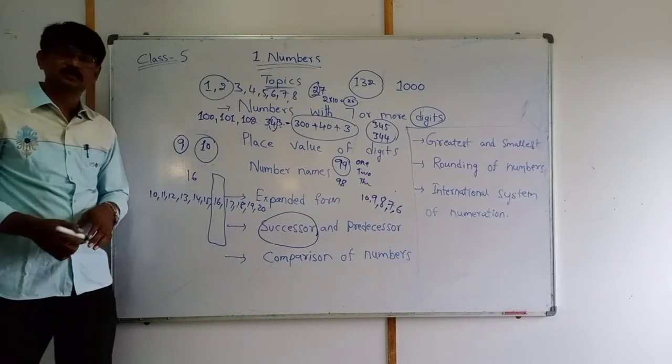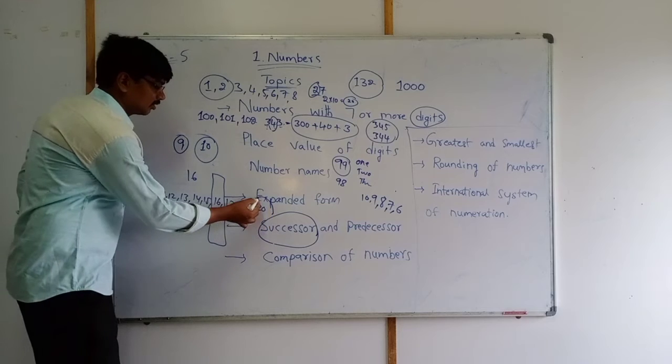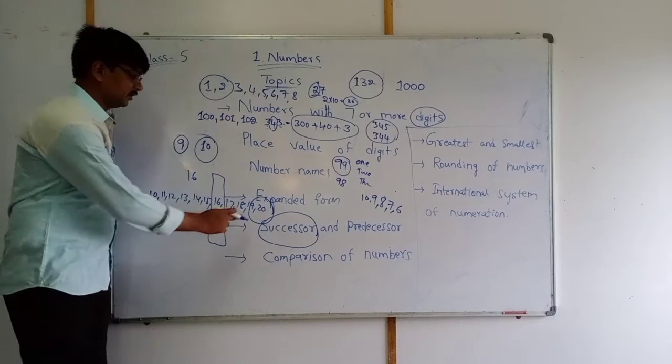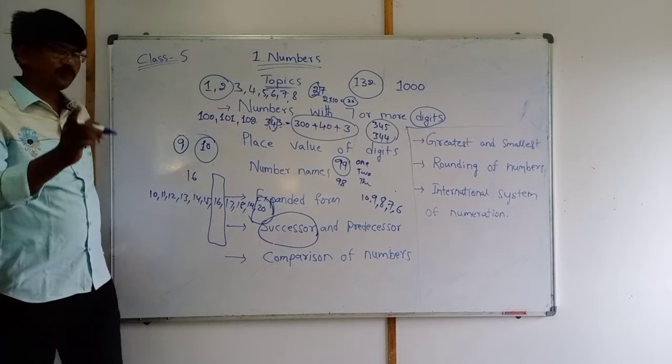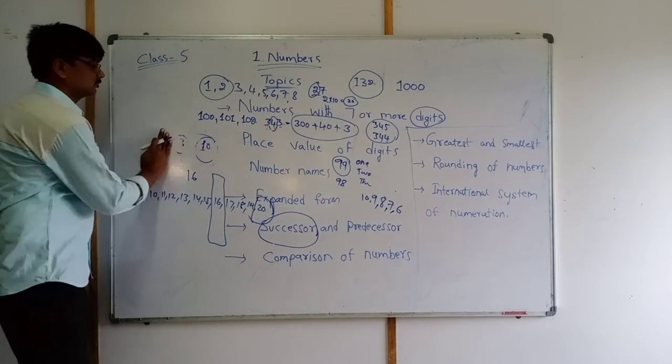Which is the nearest? Yes, rounding off to 20. Okay, rounding off to 20. One more example I am giving for you.